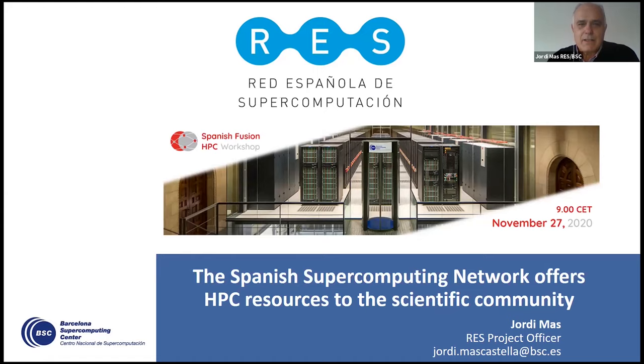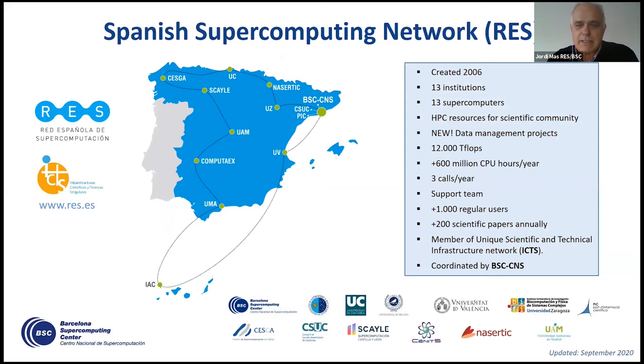The Spanish Supercomputing Network is a network of supercomputers in Spain: 13 supercomputers belonging to 13 institutions all over Spain. It was created in 2006. Initially, it was only providing HPC resources for the scientific community, but very recently, and this is a headline, very recent news, we have opened the call for data projects. So right now we have data offering, also data services from the Spanish Supercomputing Network besides computing time.